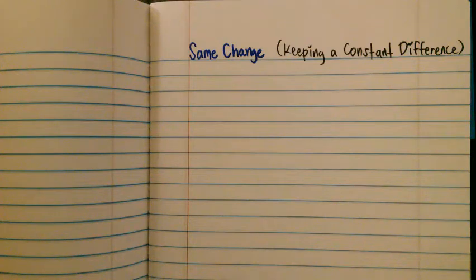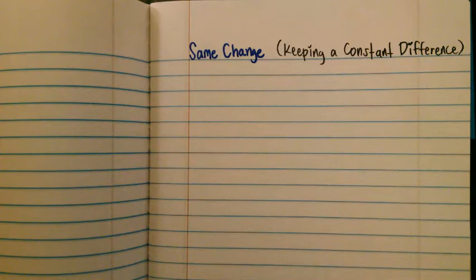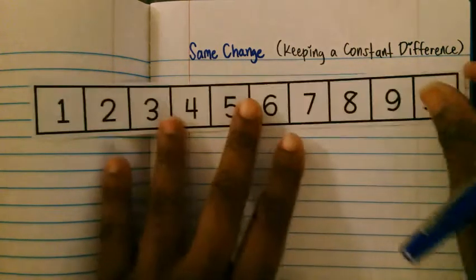Same change, also known as keeping a constant difference. So with this algorithm, I can add or take away the same amount from both numbers to make the computation easier. So let's talk about why I can do this.